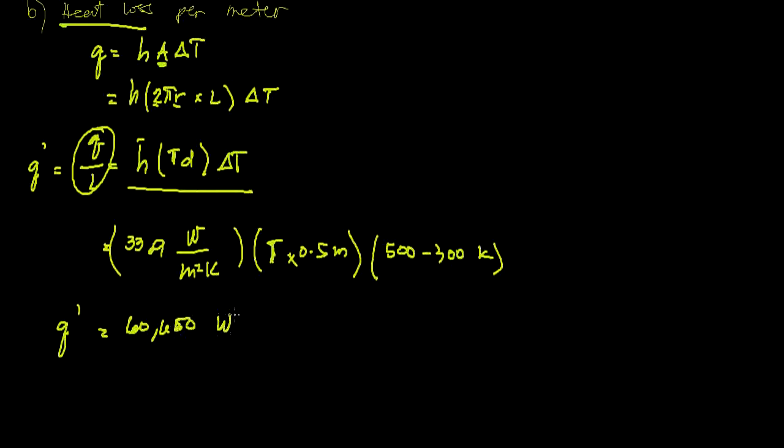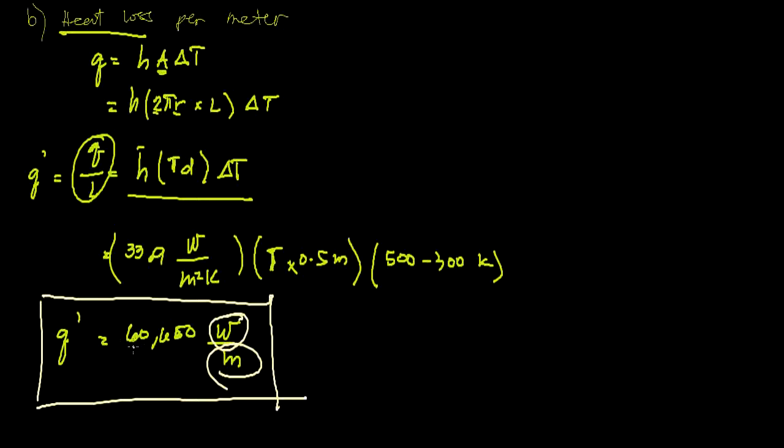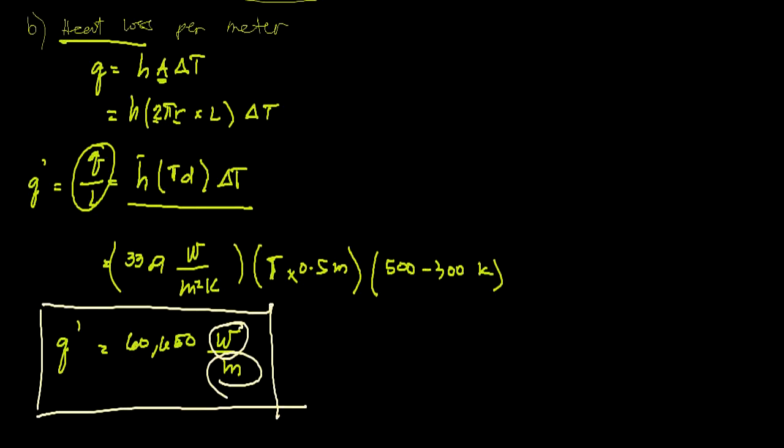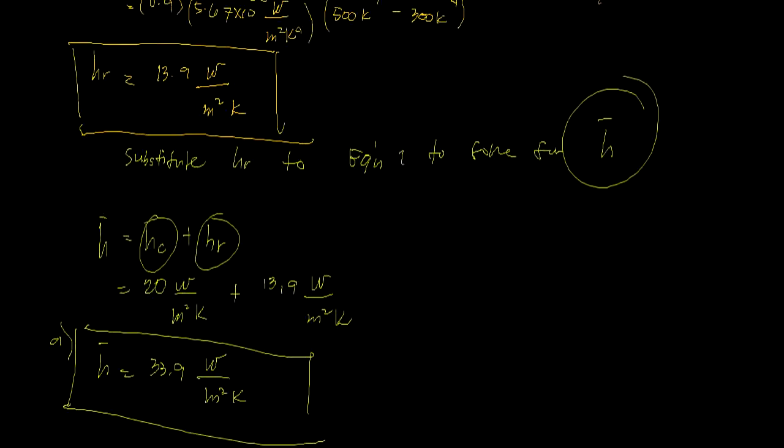60,650 watts per meter. So as you can see here, our heat loss is per unit length. All in all, our heat loss per meter length of pipe is 60,650 watts. Okay, so that's all.